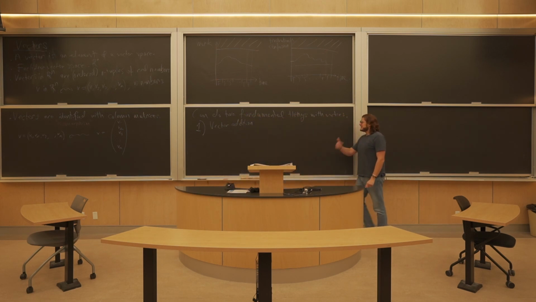Well, if I have V and W, two vectors in Rn, then their sum, which I'm just going to write like this, is going to be yet another vector whose entries are the sums of the entries. V2 plus W2, dot dot dot, Vn plus Wn. Okay?